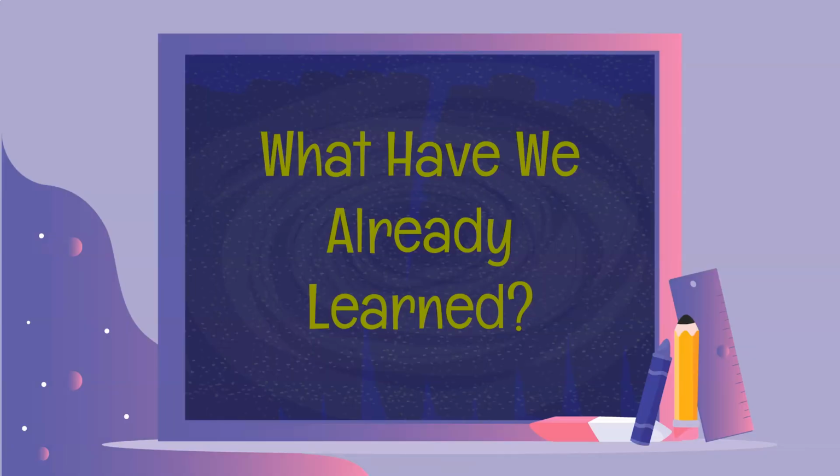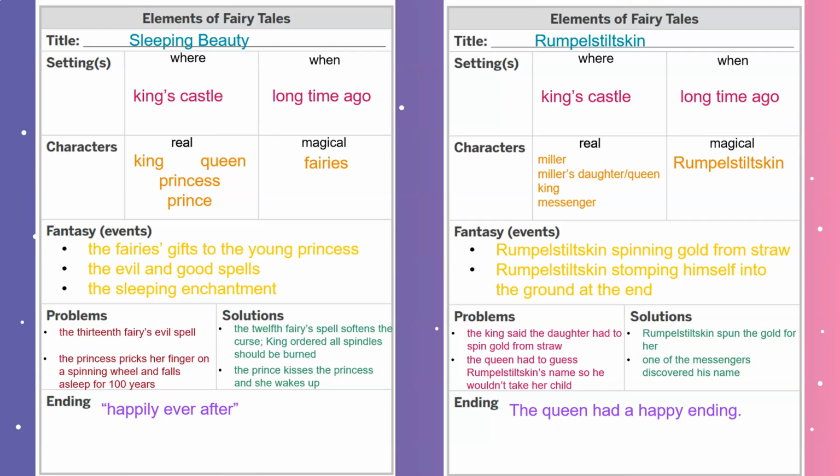Let's review what we have already learned. So far we've heard 2 fairy tales, Sleeping Beauty and Rumpelstiltskin. Were these tales fiction or non-fiction? That's right, these tales were fiction. Let's discuss some of the elements of the fairy tales that we saw. We've discussed the settings, the characters, the fantasy or events, the problems and solutions, and the ending for both of these fairy tales. So what magical characters appeared in these stories?